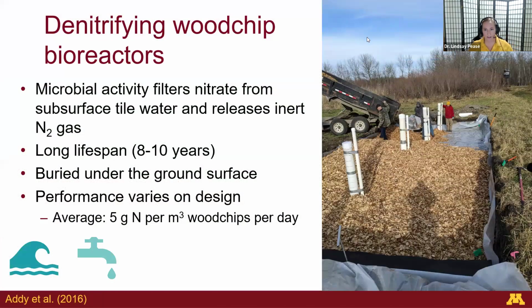These other next two practices I'm going to talk about are two different types of filters that you can use to basically filter the water as it comes out of the tile drainage system. One of the more popular ones, especially in Iowa right now, is denitrifying wood chip bioreactors. These use microbial activity to filter nitrate from subsurface tile water, and it's released as an inert nitrogen gas. So just like the same nitrogen that is 80% prevalent in the atmosphere.